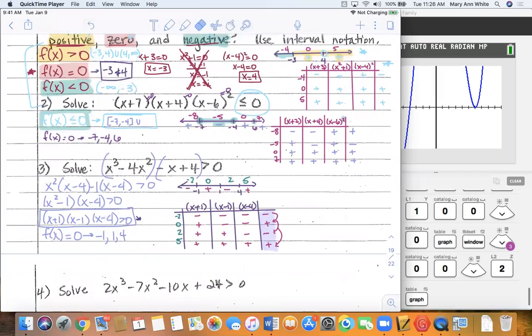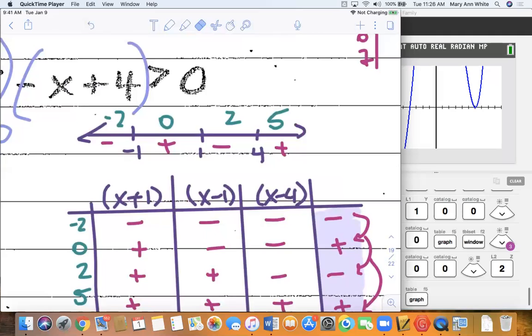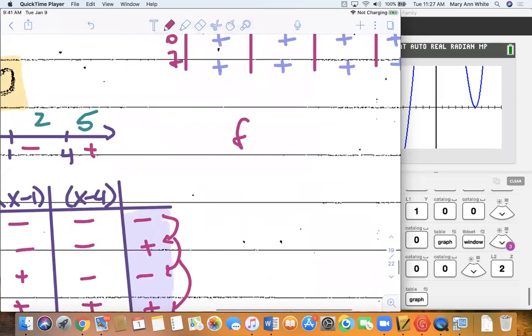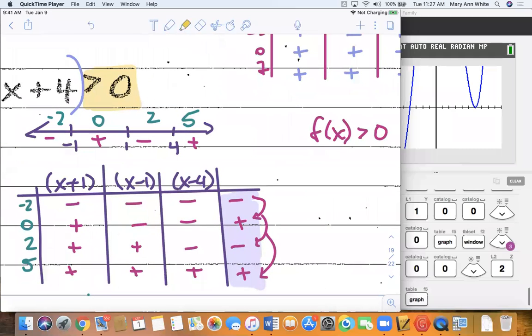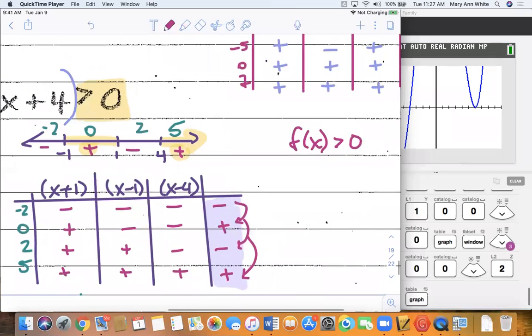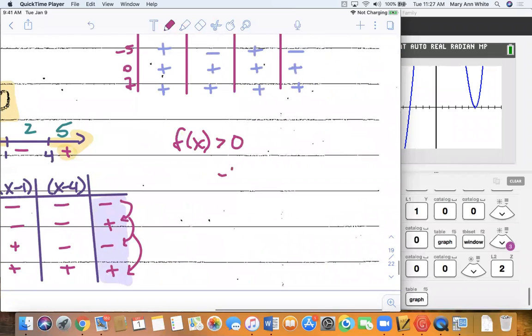Okay, we found our zeros, we did our number line, we did our sign chart, and now it says that we want where it's greater than 0. So all I want to do is where my function, f of x, is greater than 0. Well, looking at my number line, that's the intervals where it's positive. So here's a positive, so between negative 1 and 1. And then here's another positive, so between 4 to infinity. It says just greater than, so I'm going to use parentheses. I'm going to say -1, comma 1, and then 4, comma, oops, forgot a union, 4, comma, infinity.